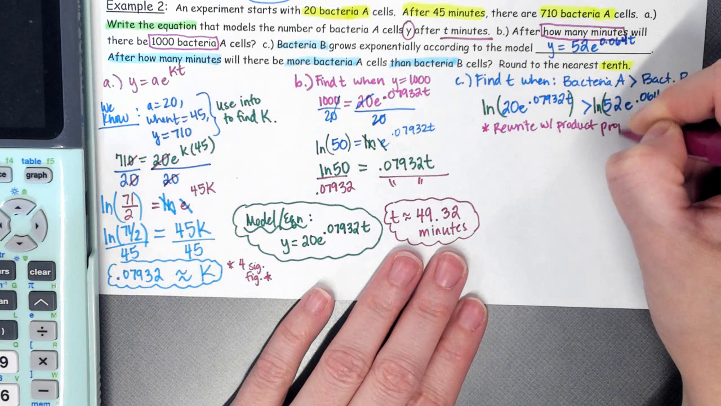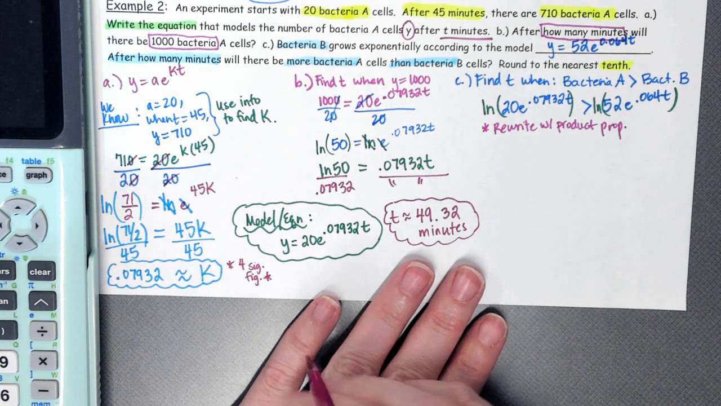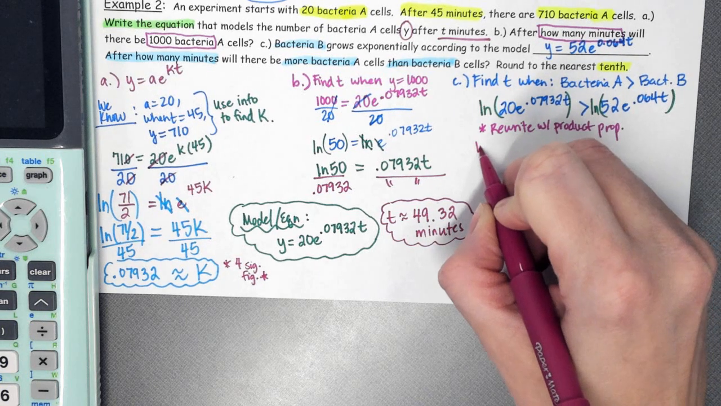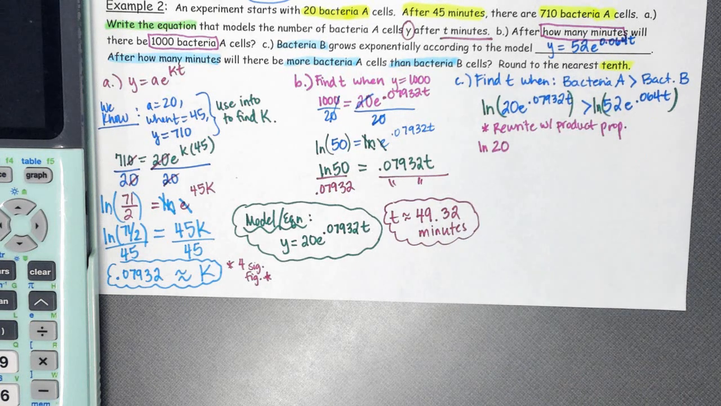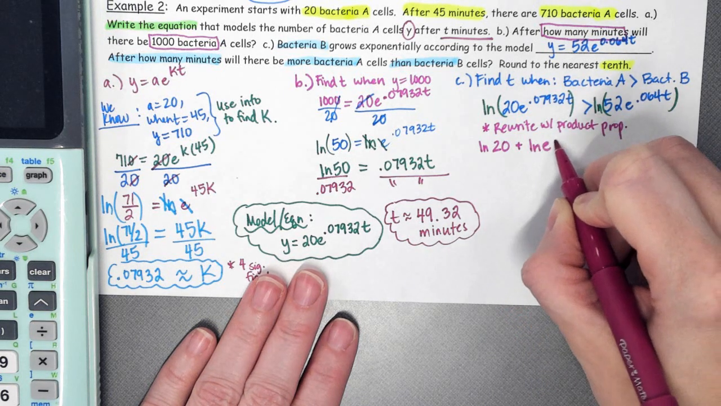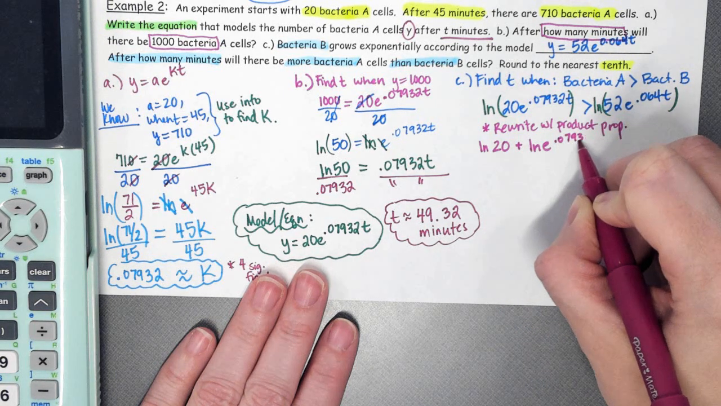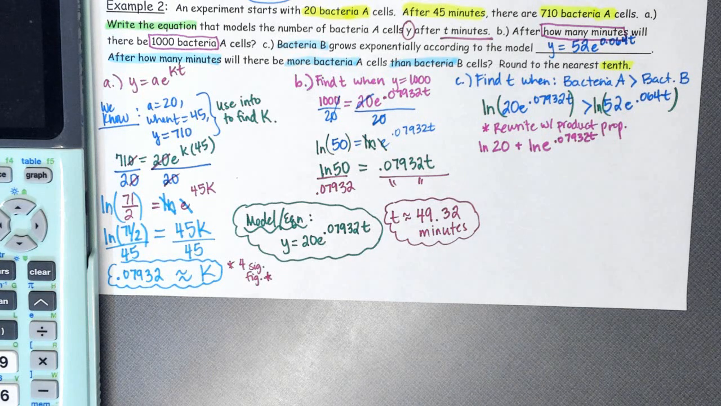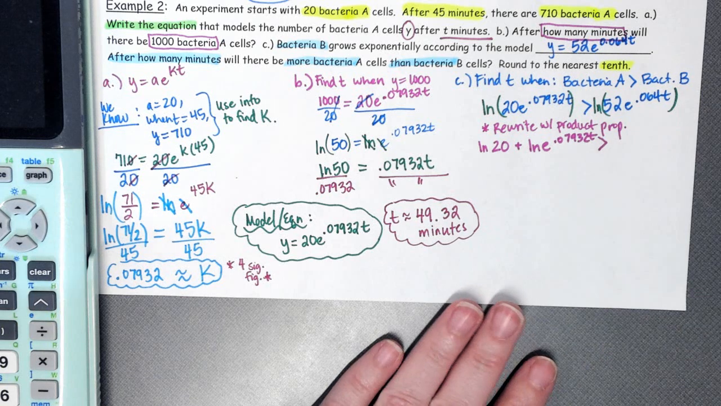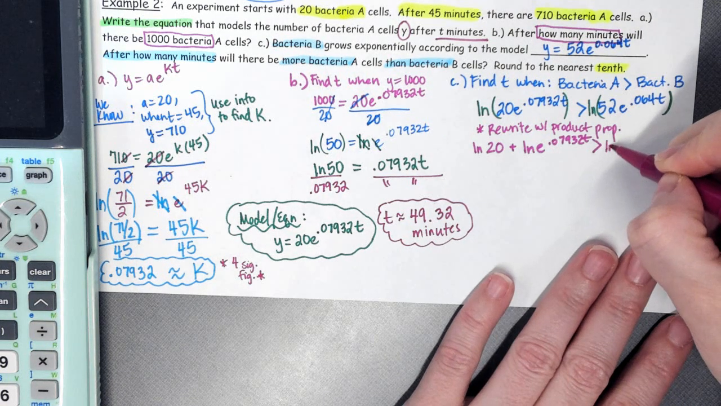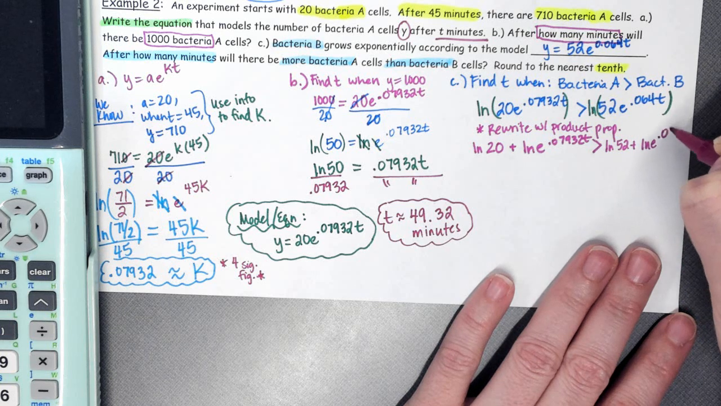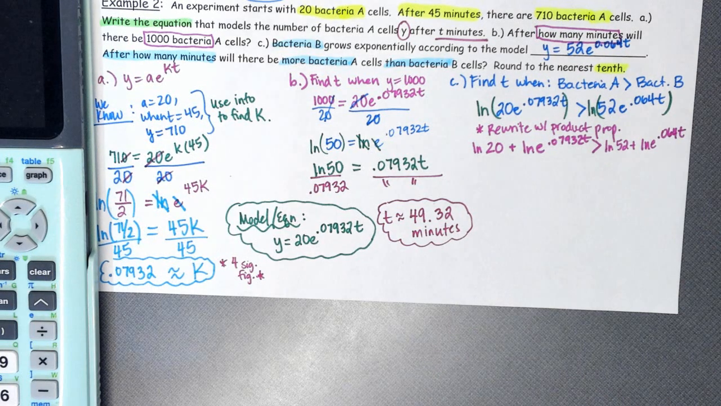So rewrite with the product property, which means if these two are multiplied, I can rewrite it as the natural log of 20 plus the natural log of e to this power. On the other side, I can do the same thing. I can do the natural log of 52 plus the natural log of e to the power of 0.064t.